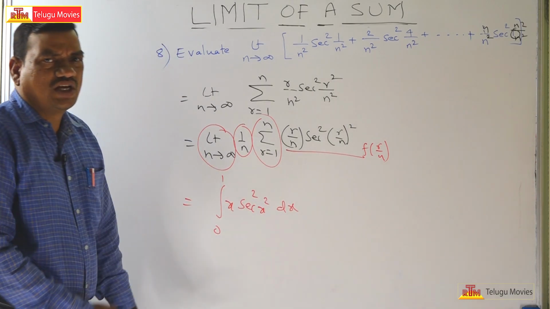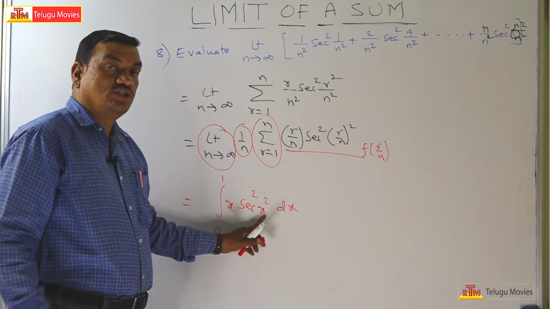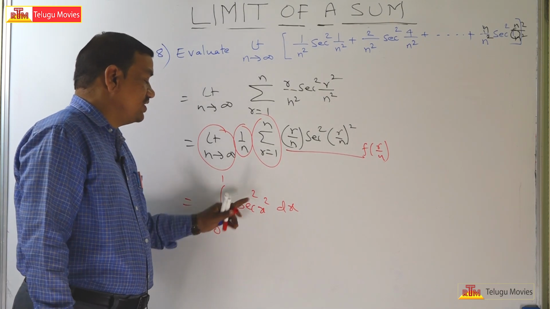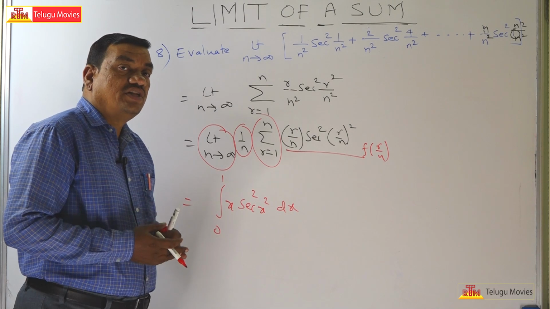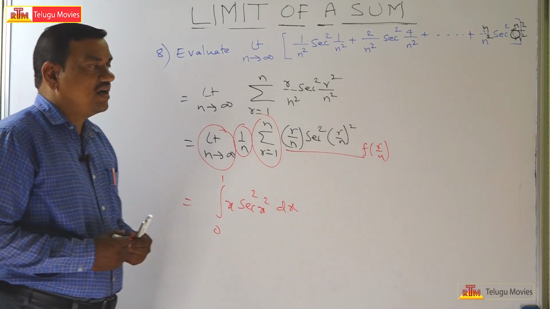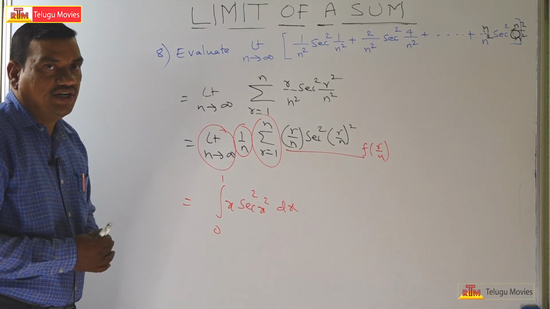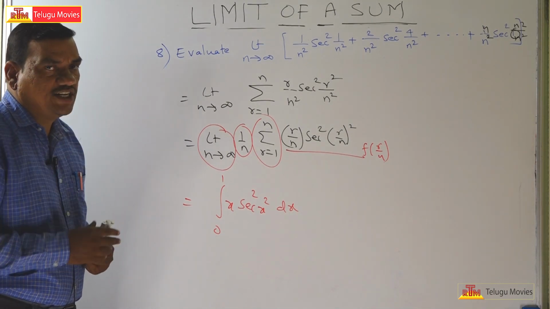Okay, now. This can be easily done by substituting x square equal to t. So x square equal to t means 2x dx equals dt, there is 1 by 2. Integral of secant square is tan x. Easily we can do. So this is a very nice problem. Easily we can convert this into definite integration. Okay. So let us see the next problem.